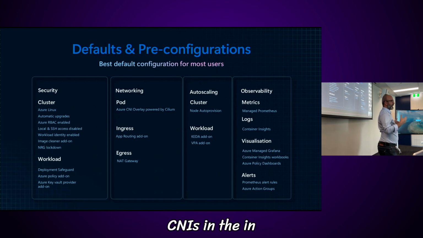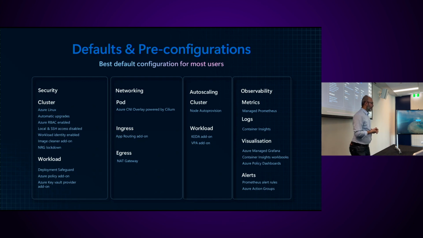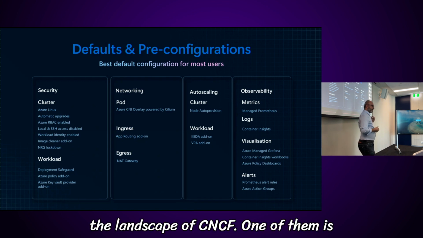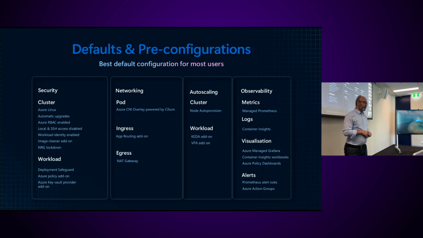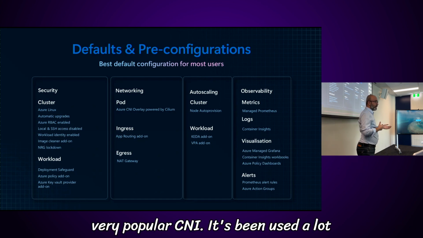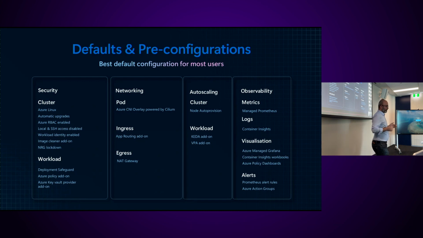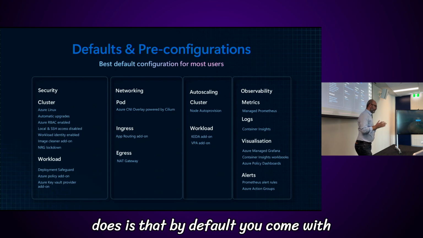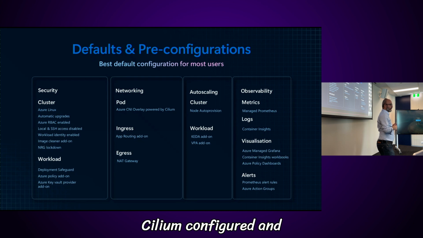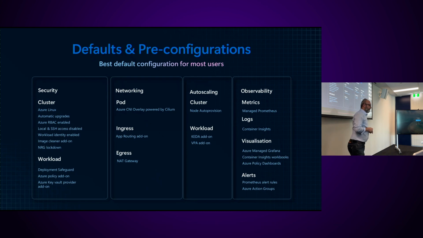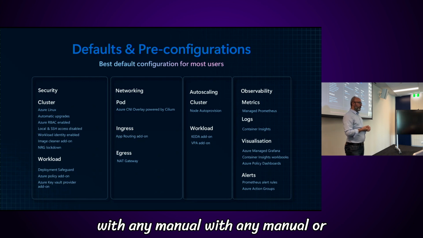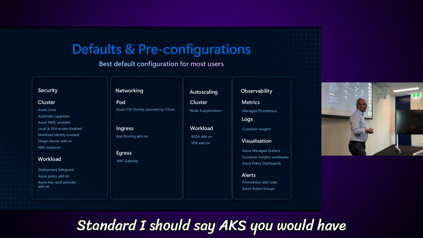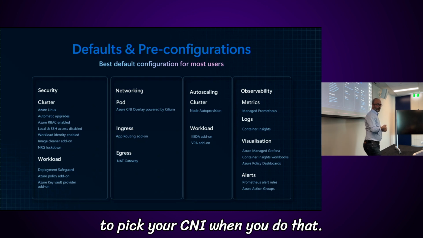And there are a lot of CNIs in the landscape of CNCF. One of them is Cilium. Cilium is a very popular CNI. It's been used a lot recently. Microsoft, AWS, and GCP are all now leaning into using Cilium as the default CNI. So what AKS Automatic does is that by default it comes with Cilium configured, and with manual, or standard I should say, AKS, you would have to pick your CNI when you do that.